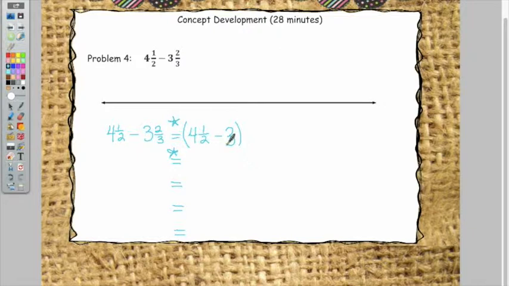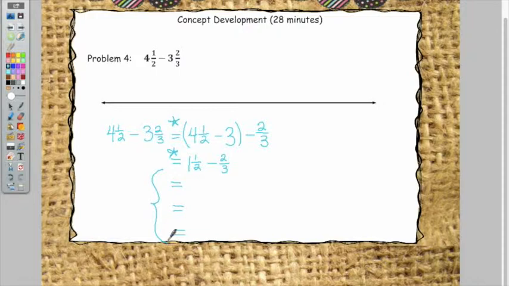What do I do with the 2/3? You put it at the end. Okay, now I'm going to subtract 4 minus 3. What is it? 1. 1 and 1/2 minus 2 and 2/3. That's what's going to be on my second bunny hop. Now I solved the problem.